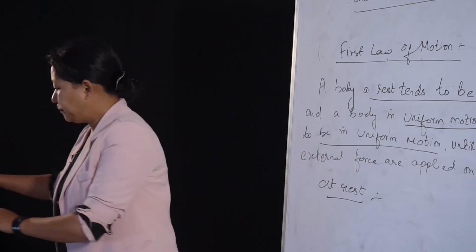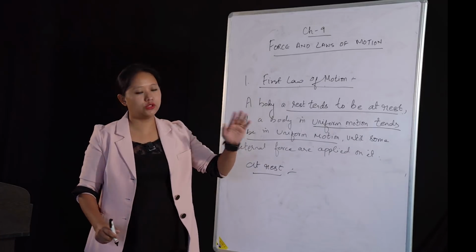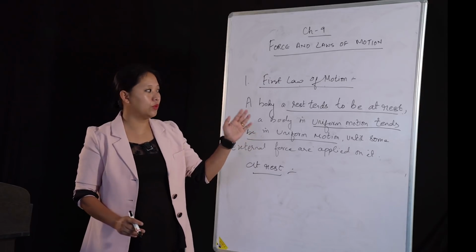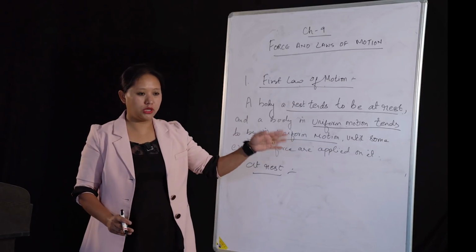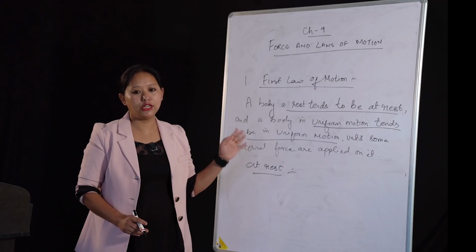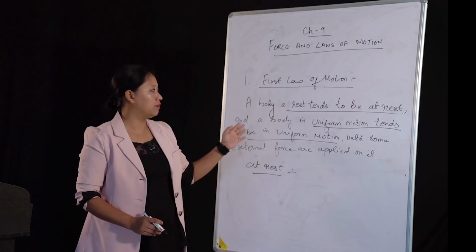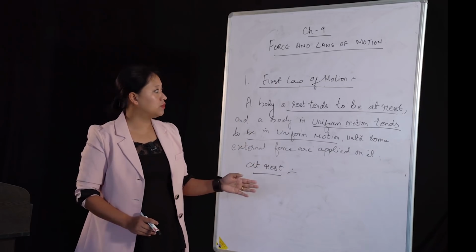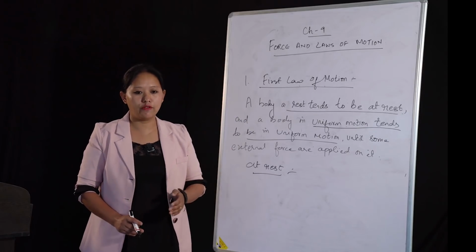So here, this is known as Newton's first law of motion. We have learned that a body at rest has a tendency to remain at rest and a body in uniform motion has a tendency to remain in uniform motion. This tendency is nothing but what we call inertia. And that is why the first law of motion is also known as the law of inertia.